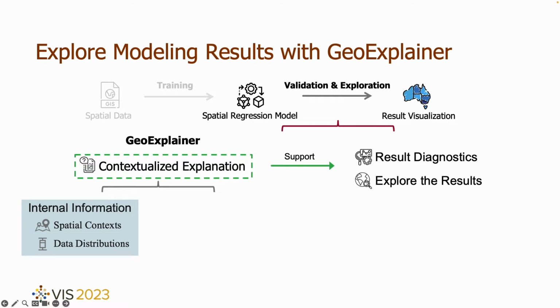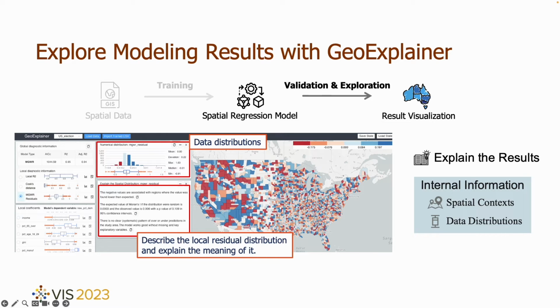We use template-based narrative visualizations to explain the data's distribution and the related spatial context information. We also link external contextual information associated with the interesting spatial patterns. Here is an example showing how GeoExplainer dynamically generates template-based explanations to interpret the distribution of the local residuals and the statistical context meaning of it.